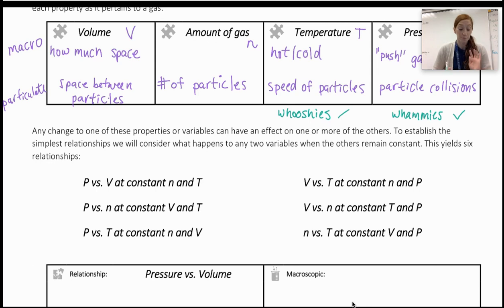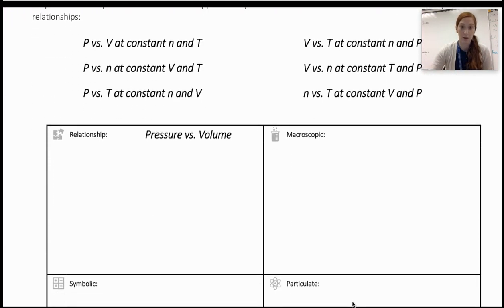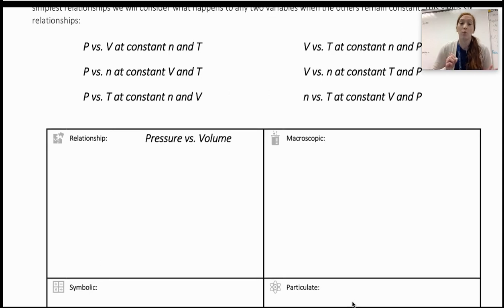Okay, so we're going to start with pressure and volume. Okay? And this is going to be when the amount of gas and the temperature are constant. So when we define our relationship, we're just going to look at the 2 variables that are changing. The other 2 variables that are not listed in the relationship are going to be assumed to stay the same, be constant. Okay, we're going to keep this pretty simple.